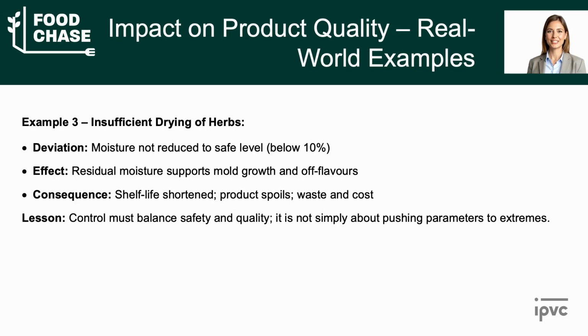Finally, imagine an herb drying operation where the drying temperature is too low or the drying time is too short. The final moisture is still 12% instead of the target 8%. The herbs feel soft and slightly damp. Within a few weeks, in the humid storage environment, mold grows. The entire batch must be discarded. These examples show that control must be precise, not extreme, and science-based, not guess-based.